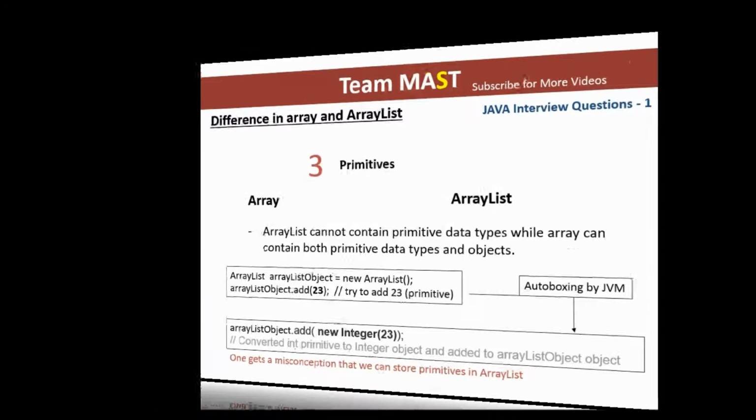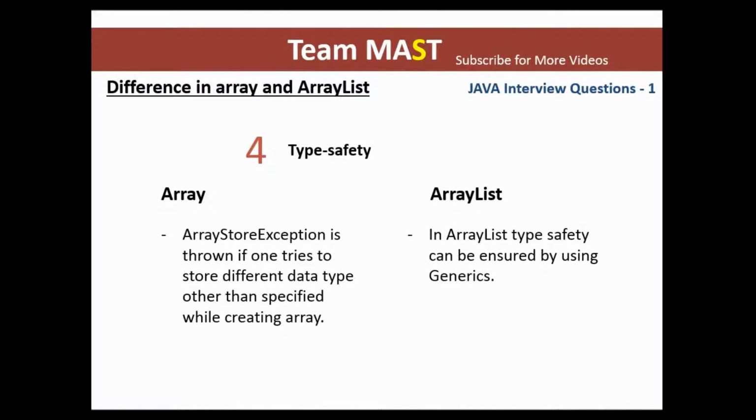So the next, here comes type safety. In an array you cannot store a different data type than the one you specified while creating the array. Let's say you have created an array by specifying that you will store integers in it. Now you cannot go on and store floats in it. If you try to do so, you will get an array store exception.